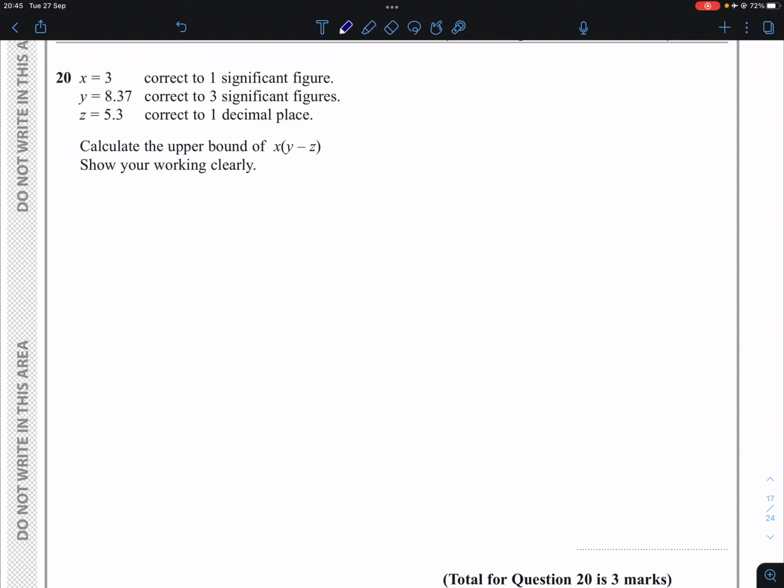Question 20. We are given three values, x is 3, y is 8.37, and z is 5.3, and we are told that these values are correct to certain measurements. The fact that we have been given values correct to a certain significant figure or decimal place, combined with this mention of upper or lower bounds, tells us we're dealing with limits of accuracy.